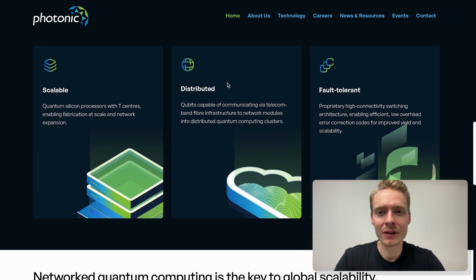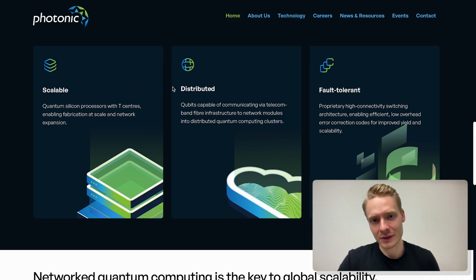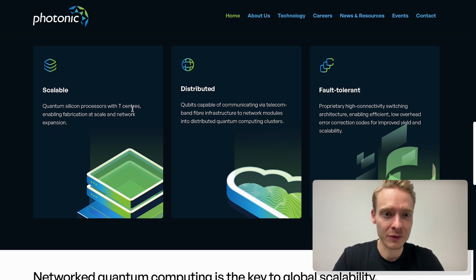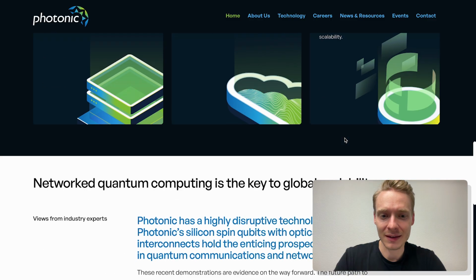What else do we have here? So there's something on scalable, distributed, and fault-tolerant. Scalable, it says quantum silicon processes with T centers, enabling fabrication at scale and network expansion. Distributed, qubits capable of communicating by telecom band fiber infrastructure to network modules into distributed quantum computing clusters. And then fault-tolerant, proprietary high connectivity switching architecture enabling efficient, low overhead error correction codes for improved yield and scalability.